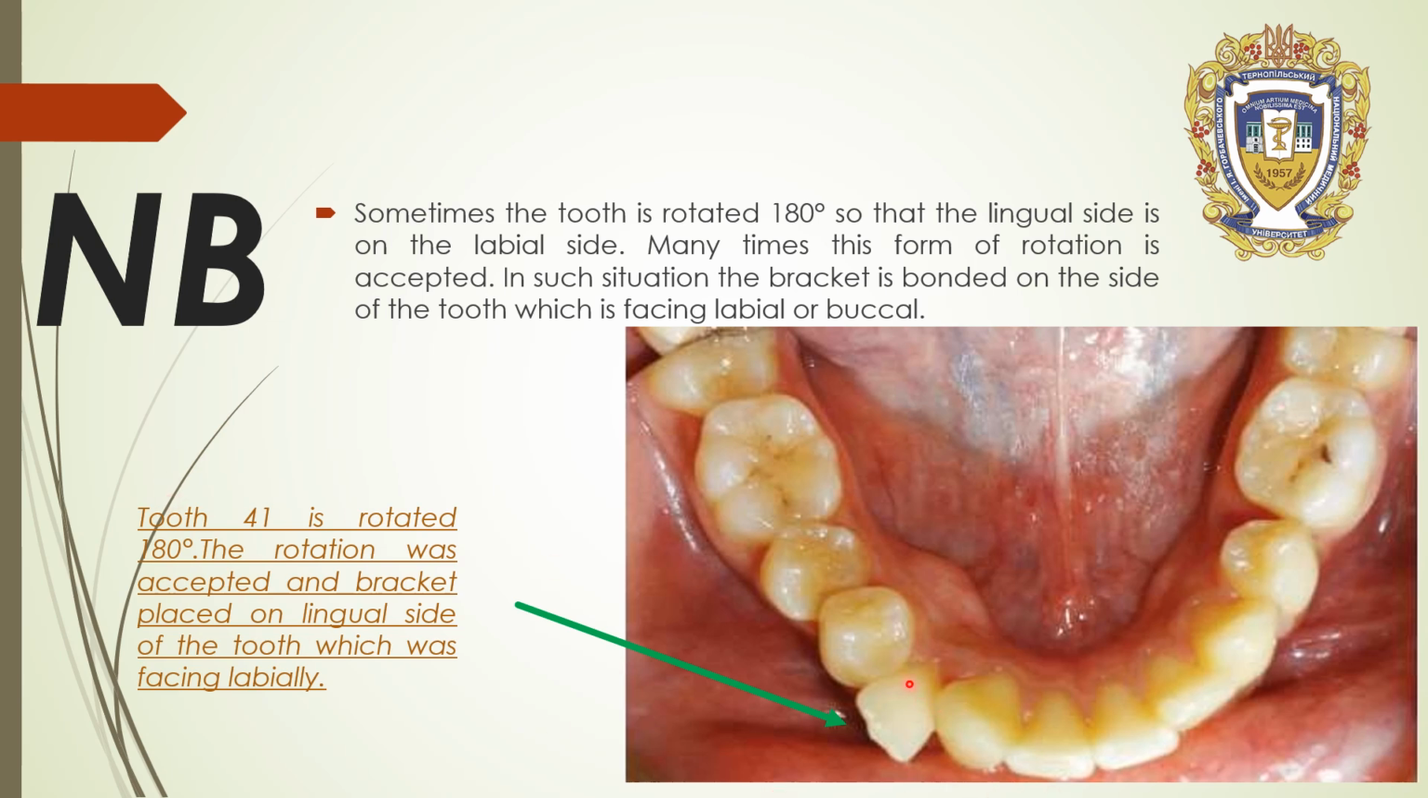Clinical case. Tooth 4-1 is rotated 180 degrees. The rotation was accepted and the bracket placed on the lingual side of the tooth, which was facing labially.